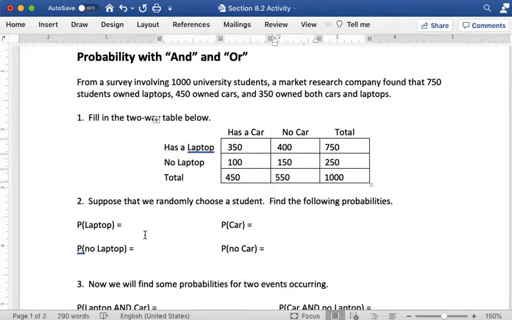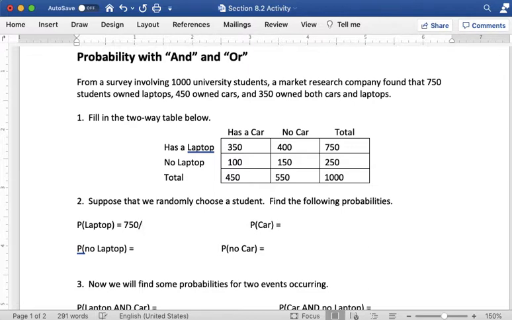So now we want to find probabilities. If we randomly choose a student out of the 1,000 students, what is the probability that that student has a laptop? Well, since there's a total of 750 students with laptops out of a total of 1,000 students surveyed, that's going to be a probability of 75%, or 0.75. What is the probability that that student has a car? Well, there's a total of 450 students with cars out of my 1,000 students. So 450 divided by 1,000, which is 0.45 or 45%.